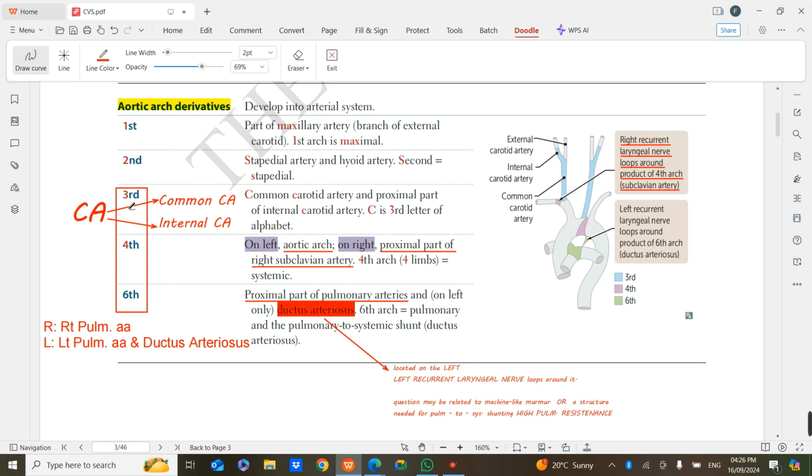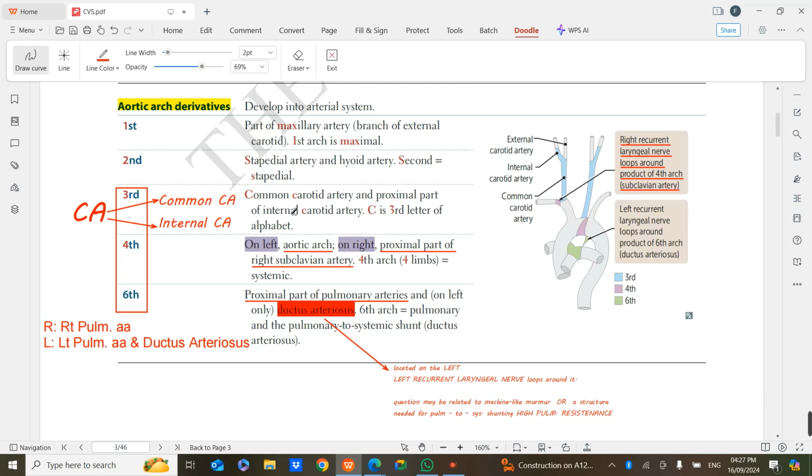So what is happening to the third? Third correlates to the third letter of the alphabet, that is letter C. Which vessel do you want to remember that starts with letter C? Please don't say coronary. No. You'll be thinking more towards the carotid artery. So the common carotid artery and the proximal part of the internal carotid artery. These are the two they are going to test in the exam.